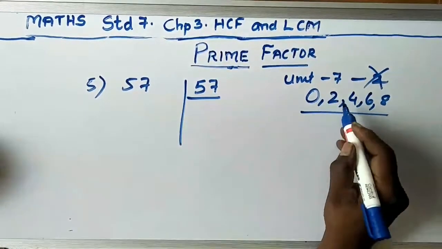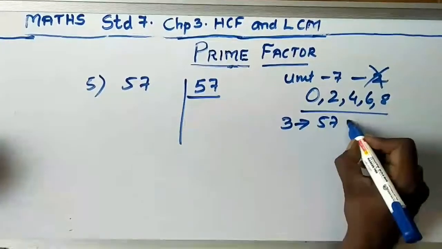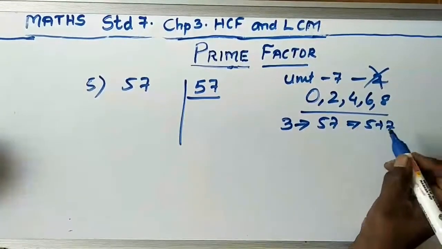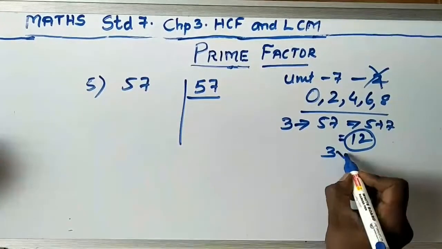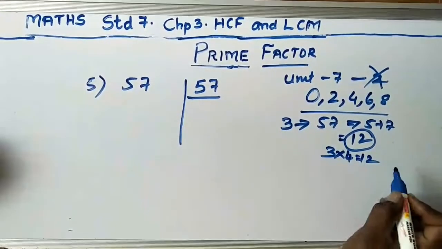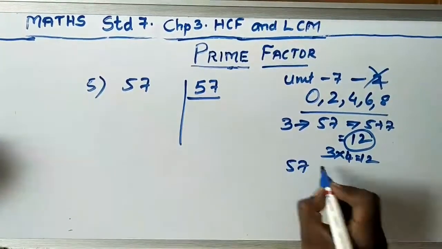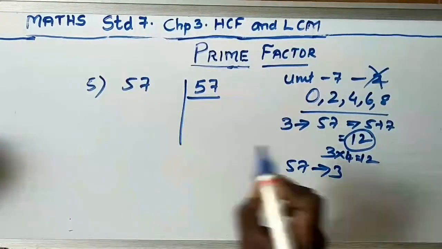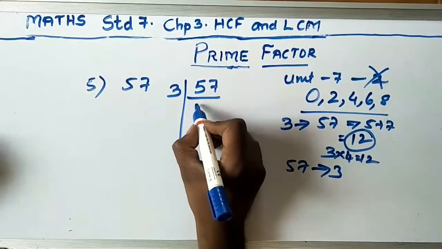So this number is not here. 7 is there. So in 3 table, 57, that is 5 plus 7 is what? 12. 12 goes in 3 table. How many times? 3 4s are 12. Right? So this 57 is also divisible by 3. So I'll write here 3.